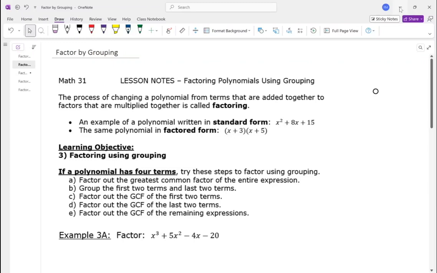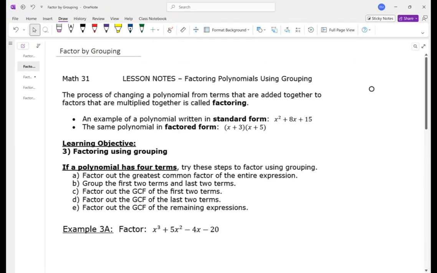In this video, we are going to be factoring using grouping. So I need to go to the right screen here. There we are. One of the ways of factoring is by grouping. It's most commonly used if there are 4 terms in the polynomial.